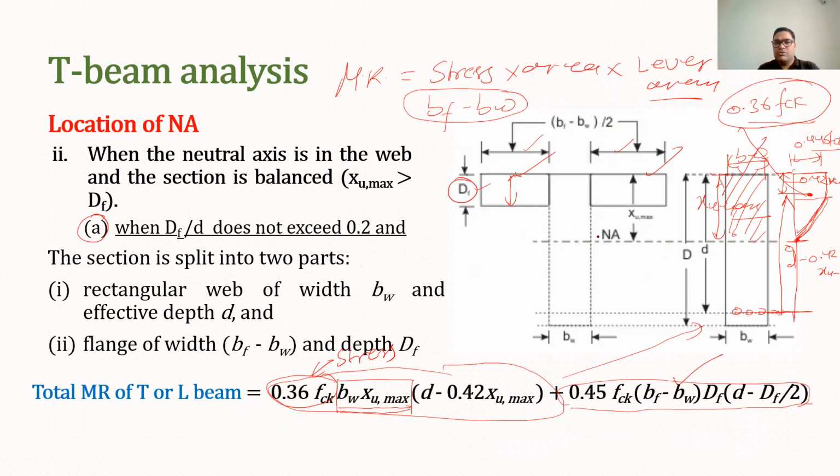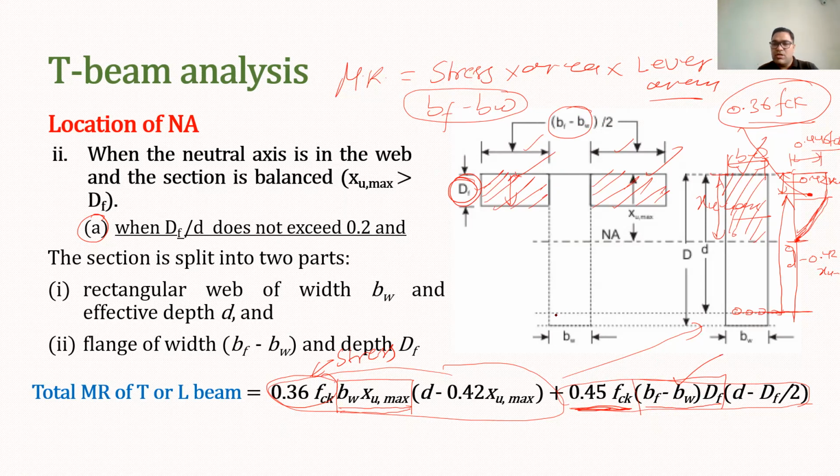So here, moment of resistance. Stress in the flange is 0.45 FCK multiplied by the area of flange. So this area and this area. So the total width is BF minus BW multiplied by DF. So that is what is written here, BF minus BW multiplied by DF. So that becomes the area of flange, multiplied by the lever arm.